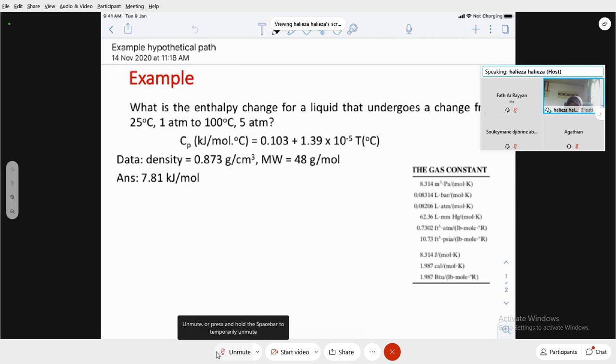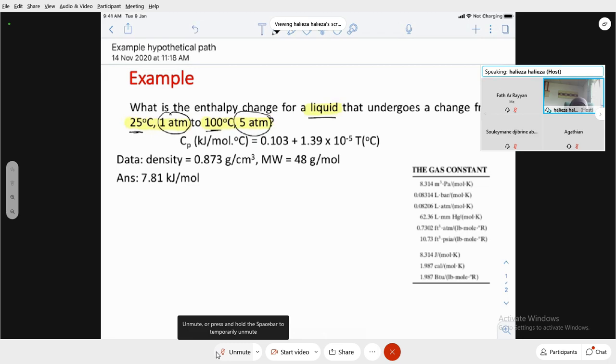The notes and the slides that I'm showing you guys are already in e-learning. I'm not sure whether you have already downloaded them or not, but they are there. So have a look at this example. You have a liquid changing from 25 to 100 degrees C at 1 atm to 5 atm. So there are two types of changes going on here: the temperature change from 25 to 100, and the pressure change from 1 to 5 atm.